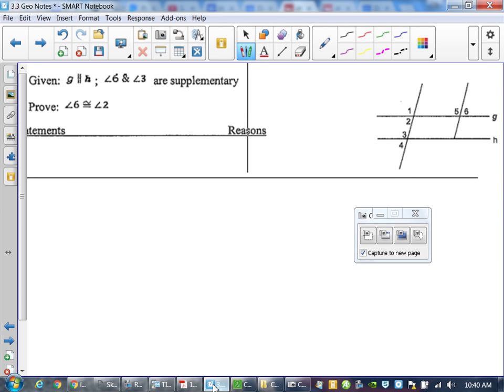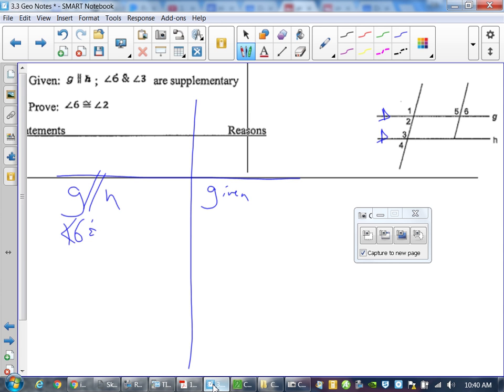So, in this case, we have our parallel lines, G and H, so we start with that. There's your given. We mark it. After that, you now know that 6 and 3 are supplementary, because if you have a transversal through parallel lines, 6 and 3 are supplementary.